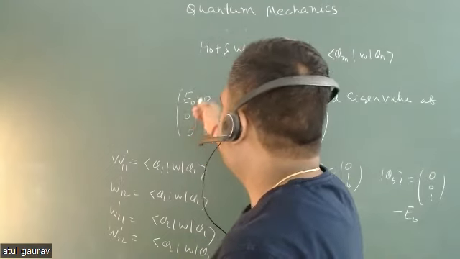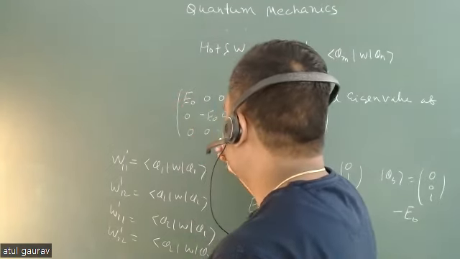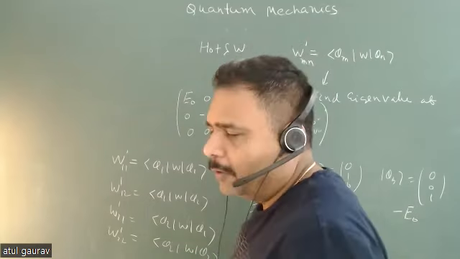Then you have to write your W dash in a basis of phi 1 and phi 3. Are you getting my point?